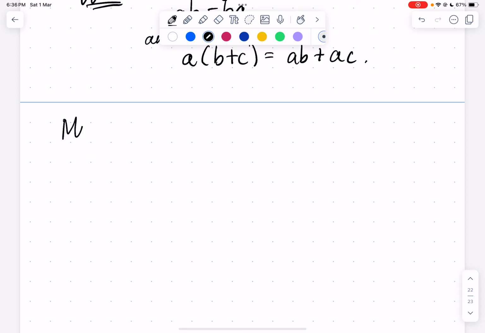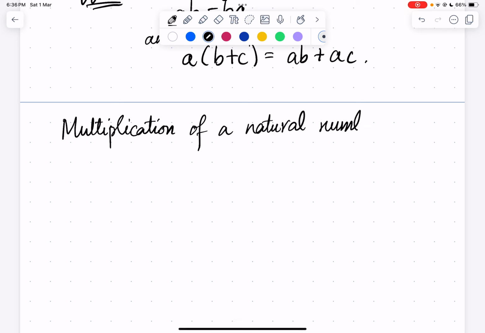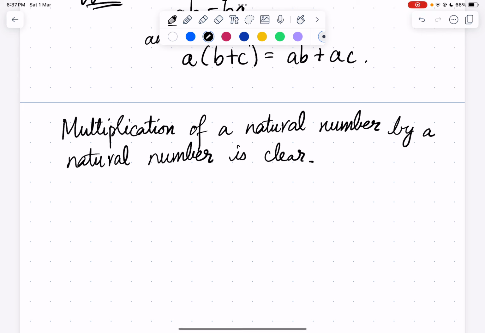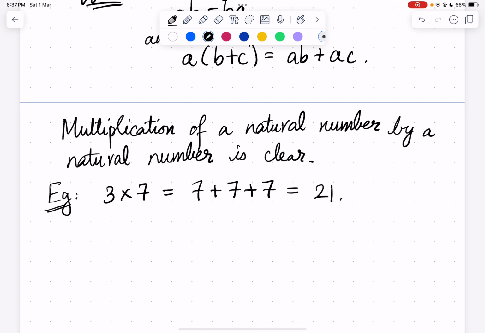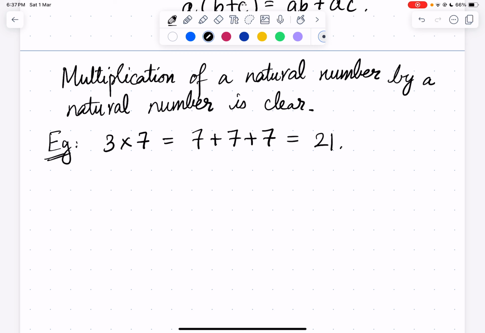Now multiplication of a natural number by a natural number, we already saw this is clear. For example, we can take the same example, 3 times 7 is, take 7 three times, meaning add 7 to itself 3 times, you'll get 21. So multiplication of a natural number by a natural number is clear.